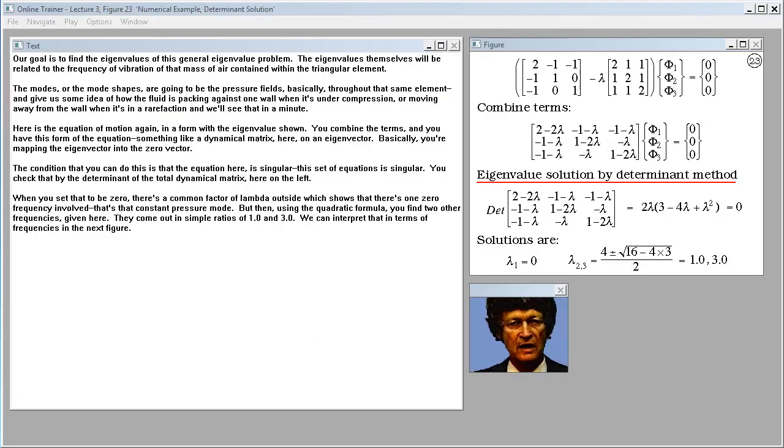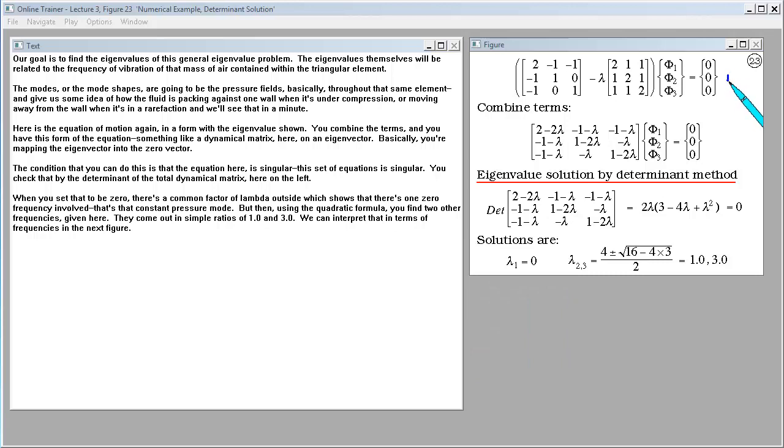Our goal is to find the eigenvalues of this general eigenvalue problem, and the eigenvalues themselves will be related to the frequency of vibration of that mass of air contained within the triangular element. Then the modes, or the mode shapes, are going to be the pressure fields basically throughout that same element and give us some idea of how the fluid is packing against one wall when it's under compression or moving away from the wall when it's in a rarefaction. And we'll see that in a minute.